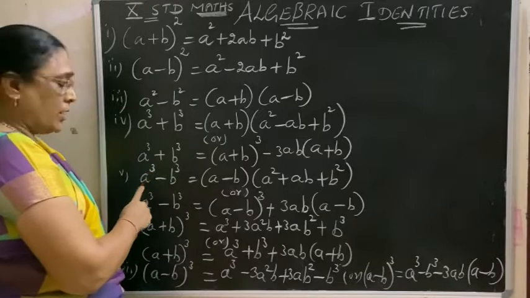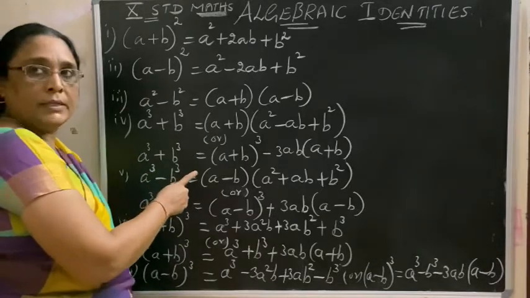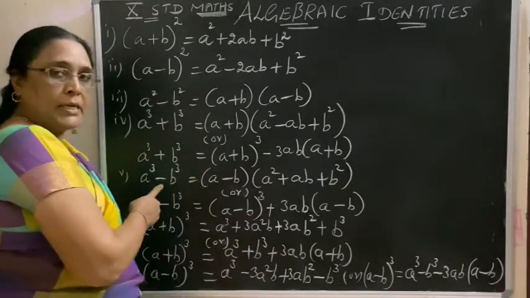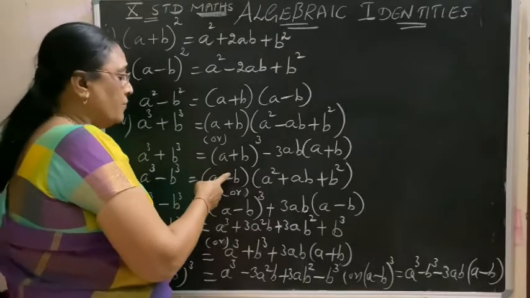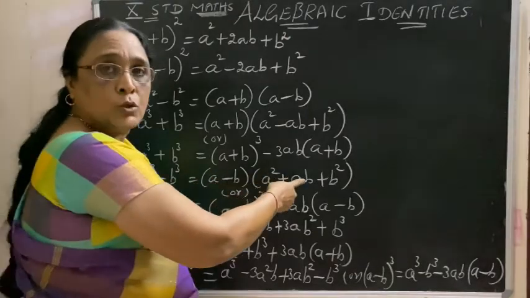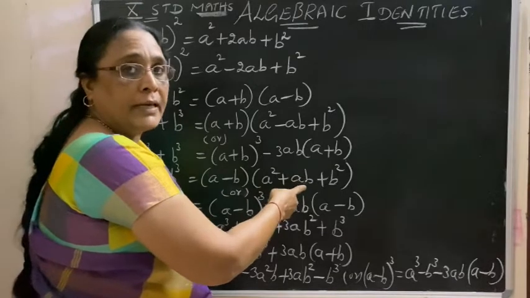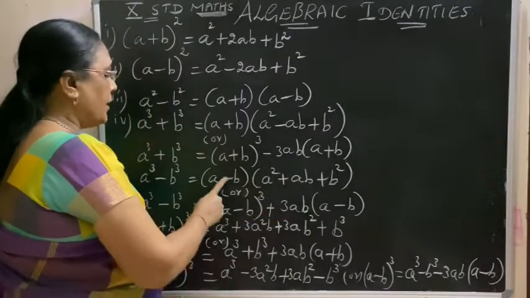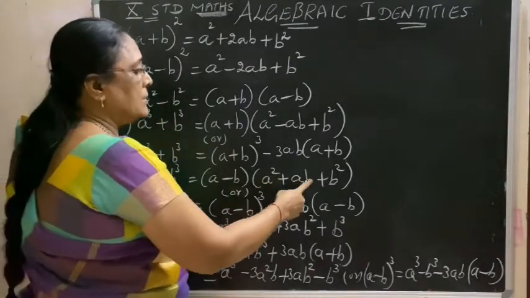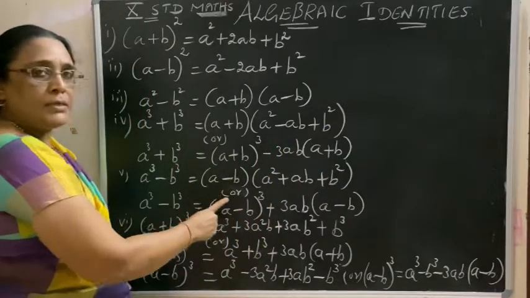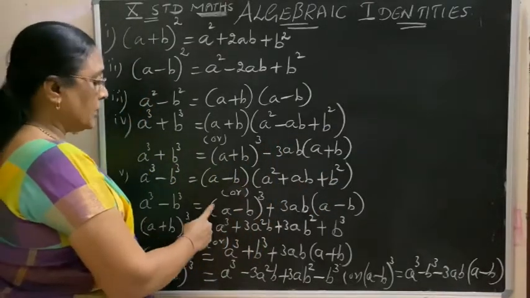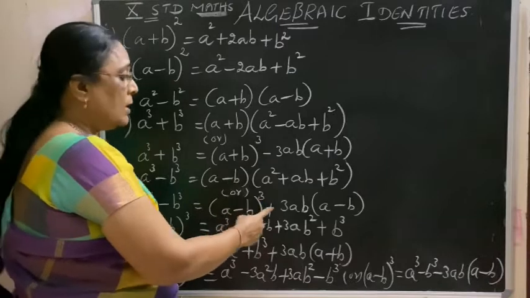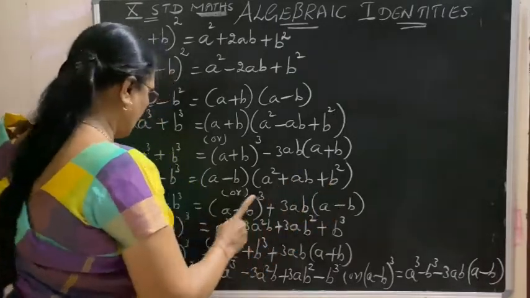Then the next one, a cube minus b cube. How can you read this? (a minus b). If minus is given, you put minus in the first factor and plus in the center term of the second factor: (a minus b) into (a square plus ab plus b square). Otherwise, we can write a cube minus b cube as (a minus b) whole cube plus 3ab into (a minus b).